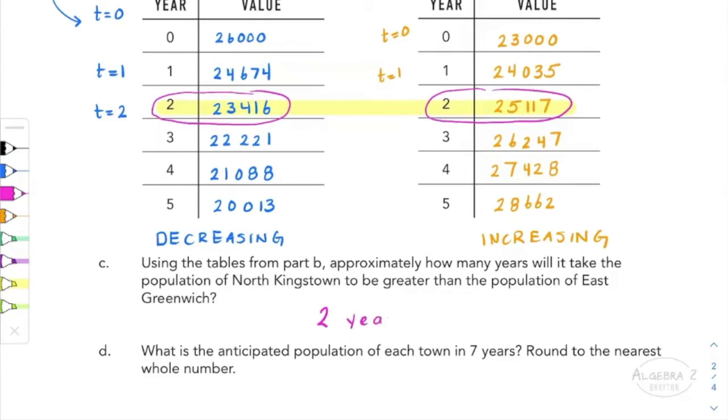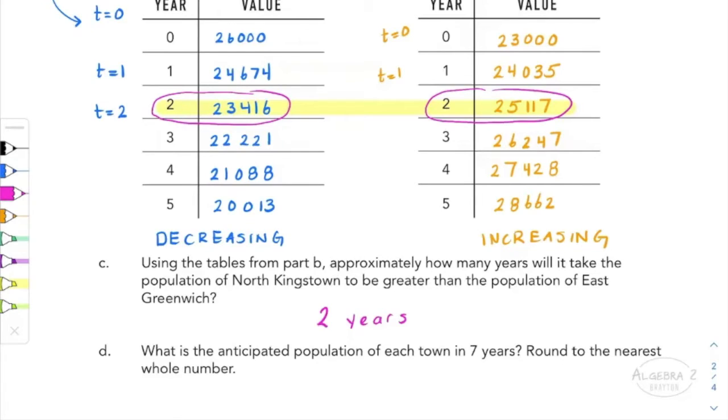It's approximately. It happens somewhere between 1 and 2 years, but just round to the nearest number on your table, make it easy. It's after 2 years. You guys all see that? Okay, so I'm just comparing, looking at my values. They're right next to each other, so that should be helpful.